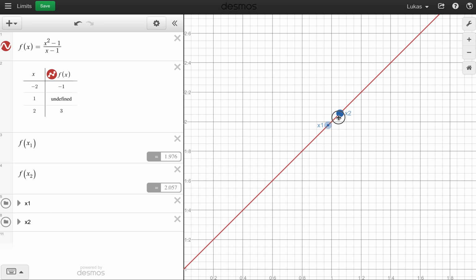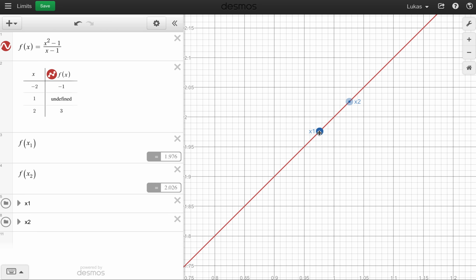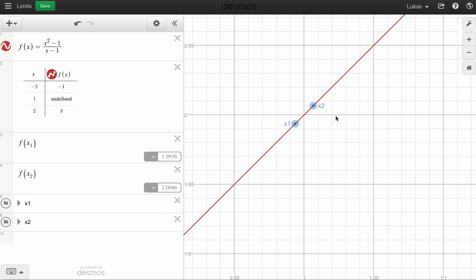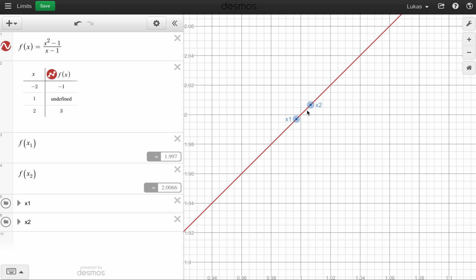1.976, very close to 2. 2.026, very close to 2. So what do you think the limit of the function as x approaches 1 is going to be? That's right. The limit of the function is just going to be 2. Okay? Although the function does not exist at x equals 1, the limit of the function as x approaches 1 is going to be 2.